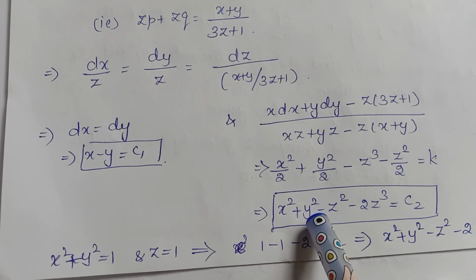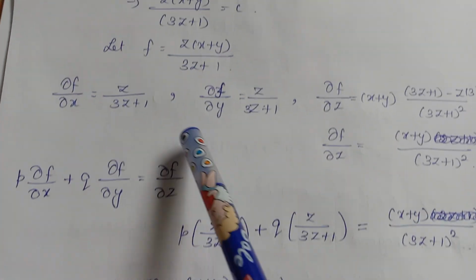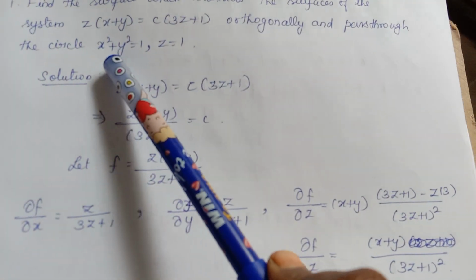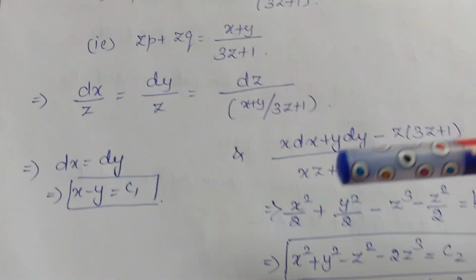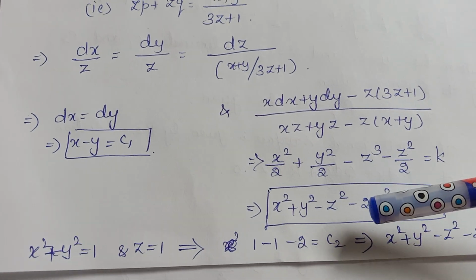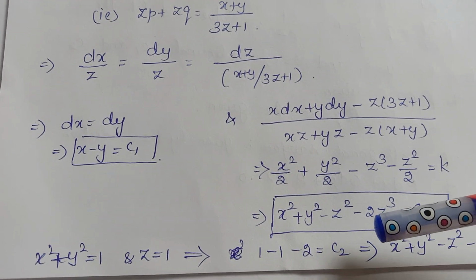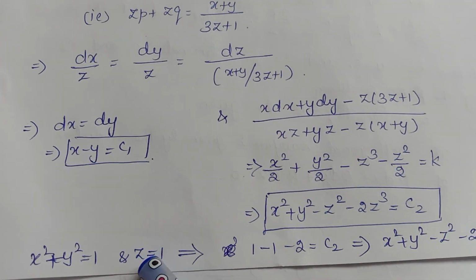As in the previous problem, we found the integral surface, and the same way you proceed. After that, the given curve is x square plus y square equal to 1 and z equal to 1. From this you have to eliminate c1 and c2. In the previous problems I showed you how to eliminate by using a parametric equation. Now here I am not going to use the parametric equation, I will do it directly. Z equal to 1 is given, no?